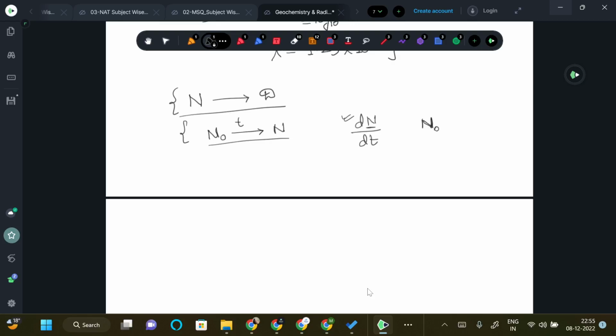Any relation over here? Anyone? It will be directly proportional, right? And here there will be a minus sign. Why minus? Because with increasing time, n is actually decreasing. So this is a reverse situation, so we put a minus sign. With increasing time, n is actually decreasing. Okay.